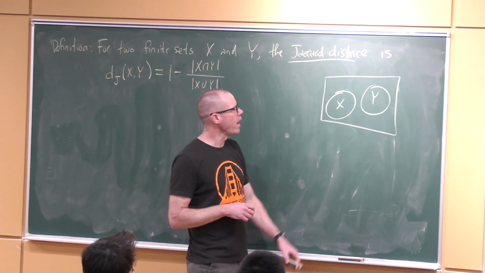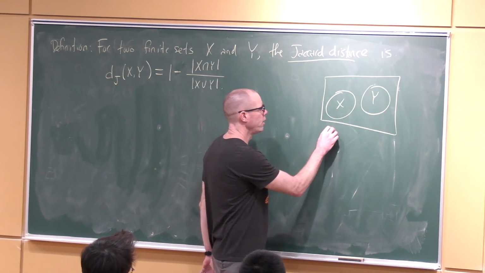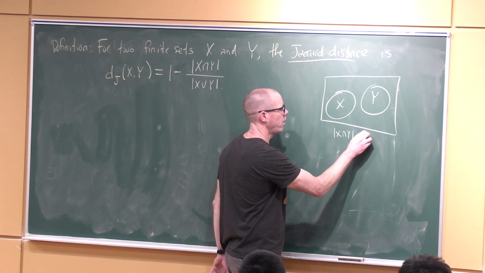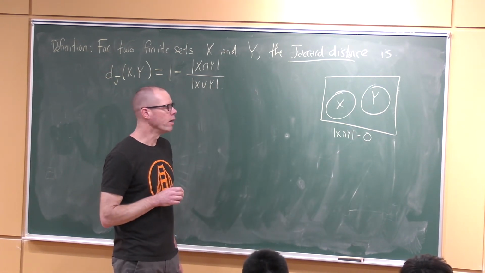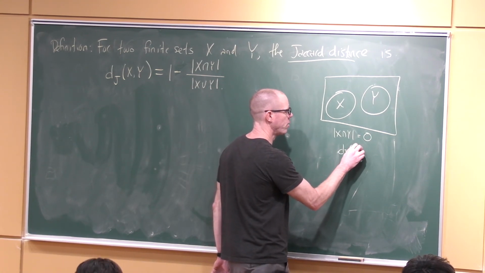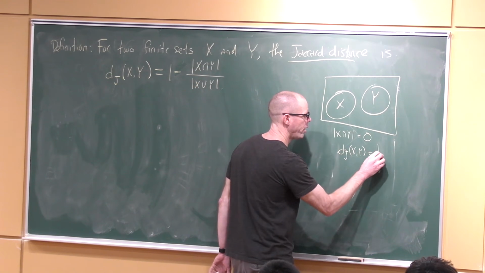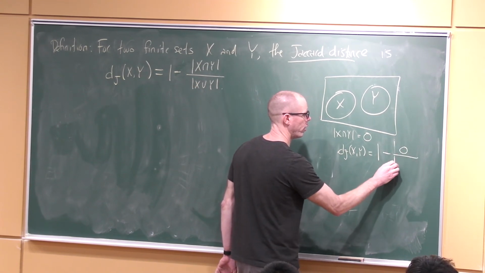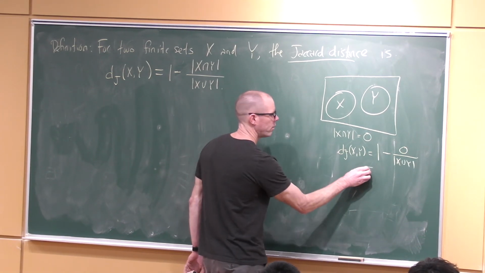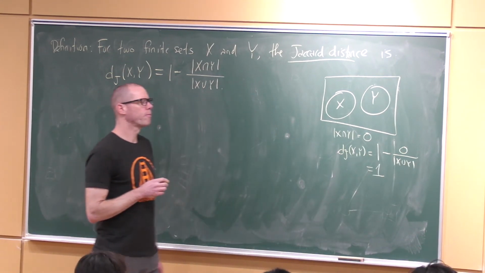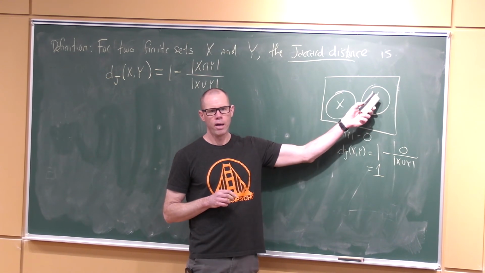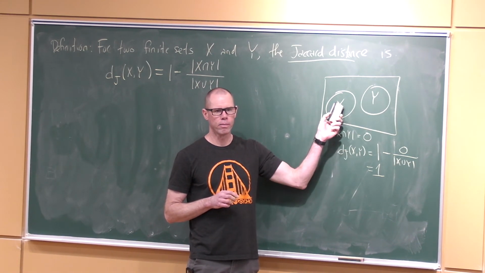Here's an example where x and y are completely disjoint. That means the intersection between x and y has size 0, right? That means the Jaccard distance between x and y is equal to 1 minus 0 over the union, so it's equal to 1. So in this case, the Jaccard distance between x and y is 1. And in fact, that's as big as it can be.